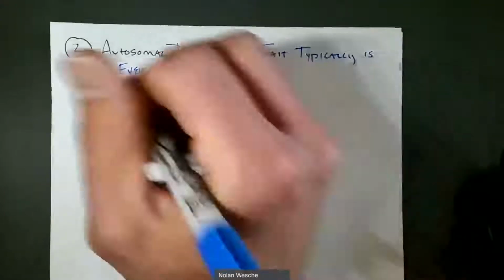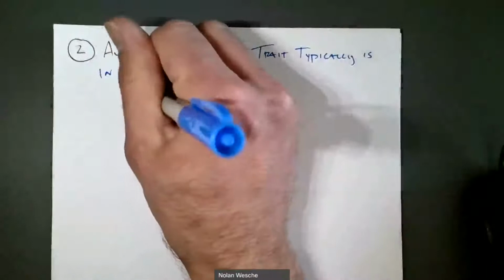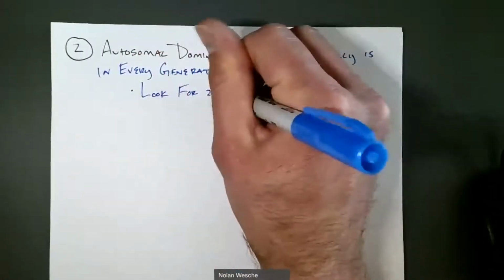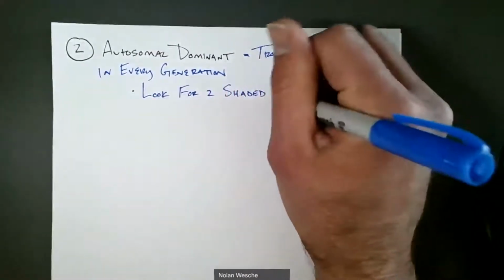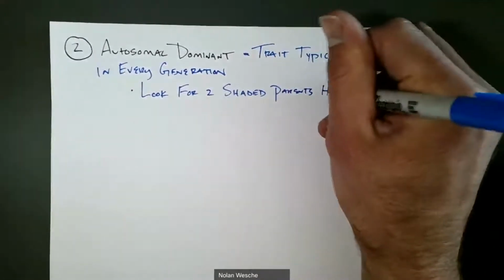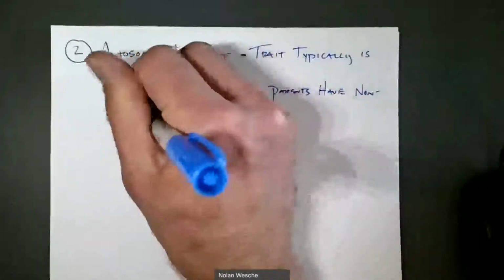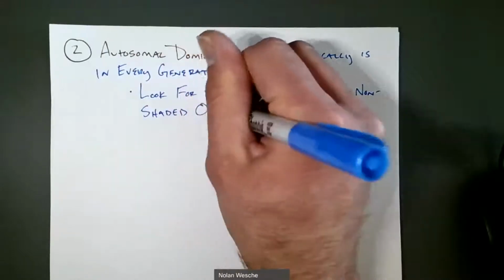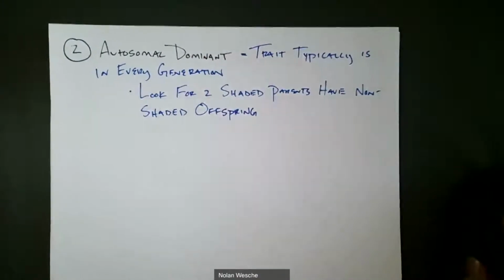Now, occasionally, what you might see is you could look for two shaded individuals. So two shaded parents have non-shaded offspring. So that's one thing we might see in a pedigree, and we'll pull one up and get a look at it, and then we'll go ahead and sketch one as well.